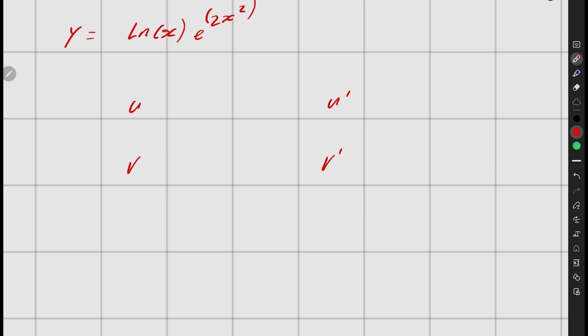We set one function equal to u. u is going to be equal to the natural log of x, and then the other function that it's being multiplied by, v, is e to the 2x squared.